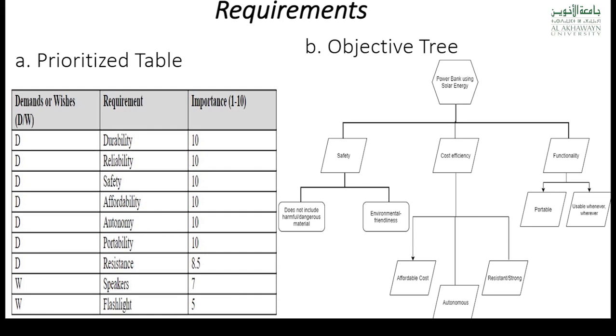Subsequently, we had to transform our prioritized table into a flowchart called the objective tree. It puts the light on three main objectives of our power bank, being the safety, cost efficiency, and functionality. Each requirement was divided into sub-requirements that are primordial for the conception of our product.